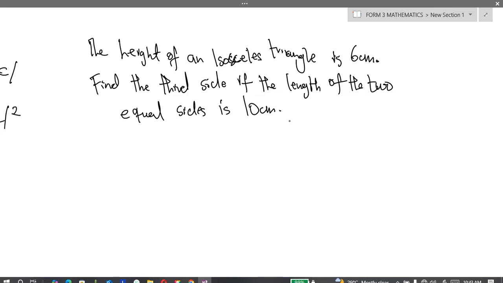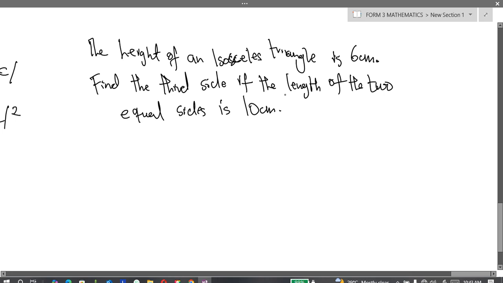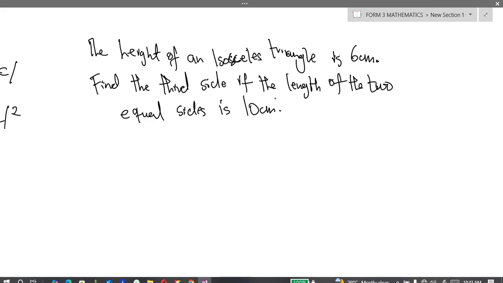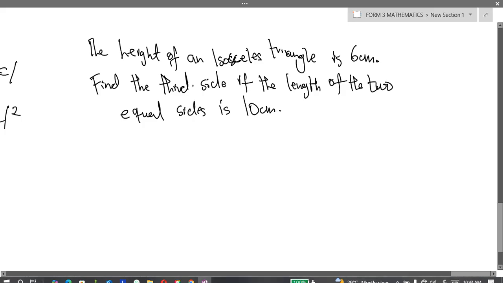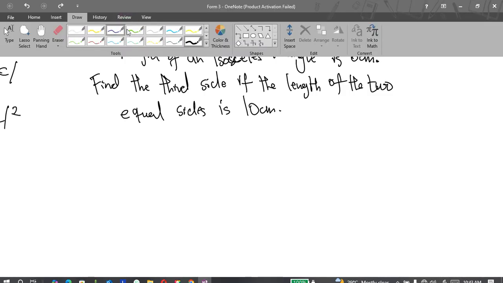They want students to think, they want students to reason. So, the height of an isosceles triangle is 6 centimeters. Find the third side if the length of the two equal sides is 10 centimeters. First of all, what you have to ask yourself is, what is an isosceles triangle? An isosceles triangle is a triangle that has two of its sides equal, hence two of its angles also equal. An isosceles triangle has only one line of symmetry.